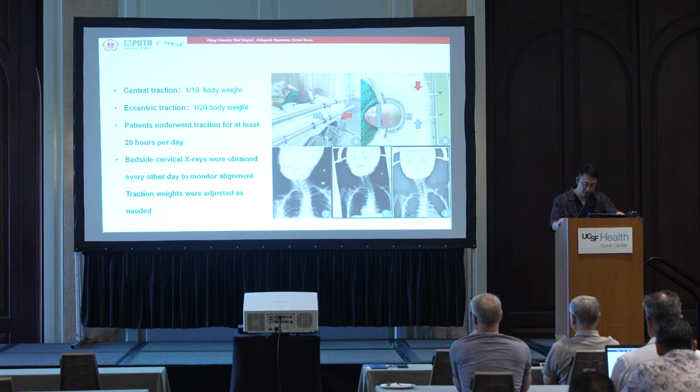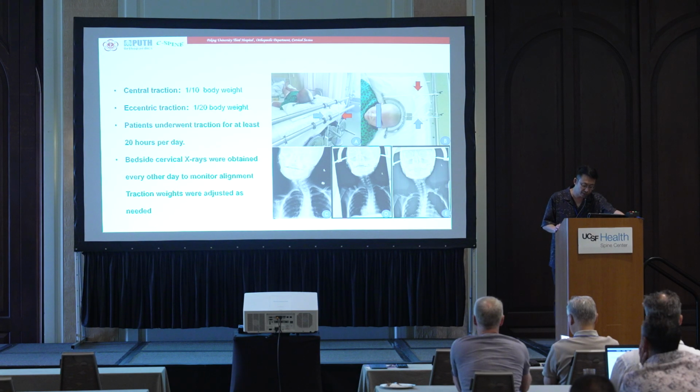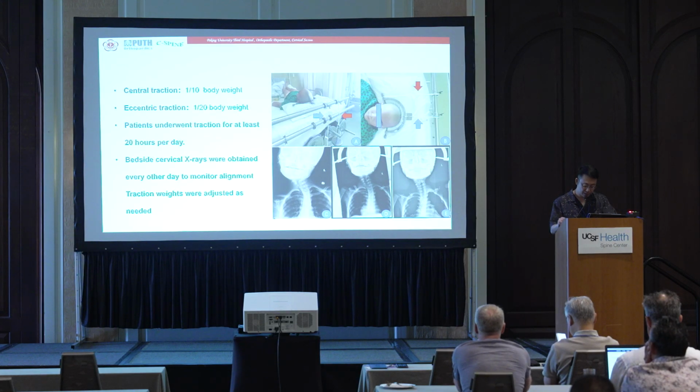Traction weights were applied along the coronal mid-axis, beginning with central traction equivalent to 1 out of 10 of the patient's body weight. Eccentric traction was subsequently applied to the concave side, starting with a weight equivalent to 1 out of 20 of the patient's body weight. The patient underwent this traction in a supine position for at least 20 hours per day. Besides, cervical X-rays were obtained every other day to monitor alignment changes between the facial midline and the cervical spine axis, and the traction weight was adjusted as needed.